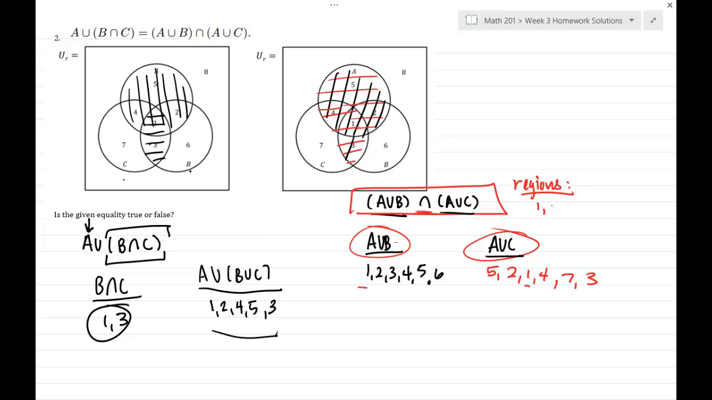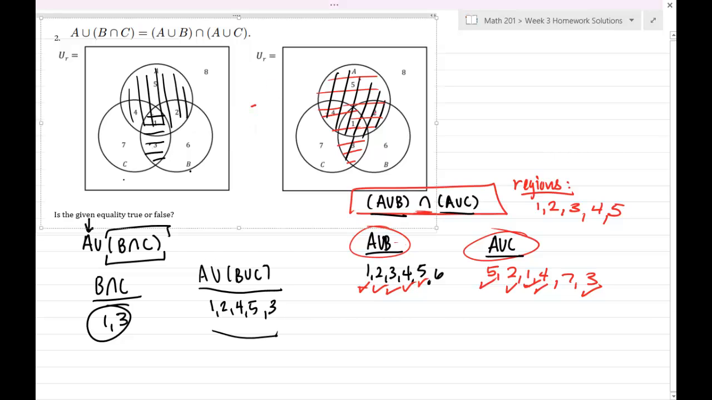So 1 and 2 occurs in both. So 1, 2, and 3 occurs in both. 3, 4 occurs in both, and 5 occurs in both. And that's it. And so I've got 1, 2, 3, 4, 5. And look, 1, 2, 3, 4, 5 over here too. So this tells me, because their Venn diagrams are the same, that these sets are equivalent. And so this is just like distribution with logical operators, when we have and across or across and.